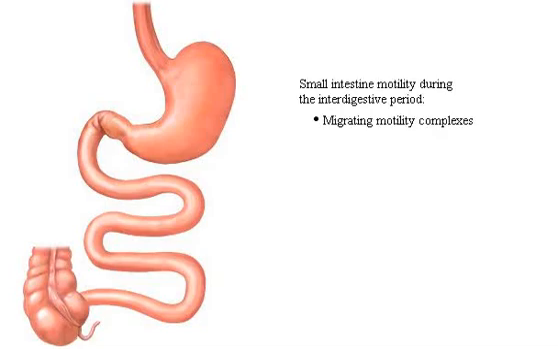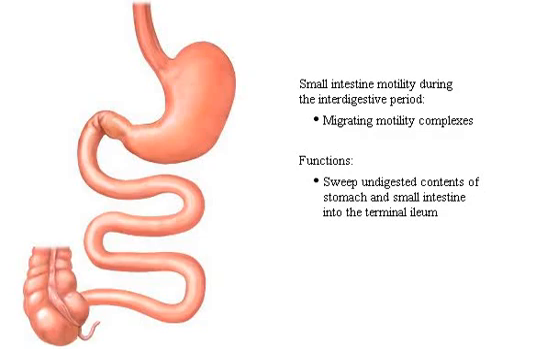In summary, the type of motility in the small intestine during the interdigestive period is the migrating motility complex. It sweeps undigested contents of the stomach and small intestine into the terminal ileum.